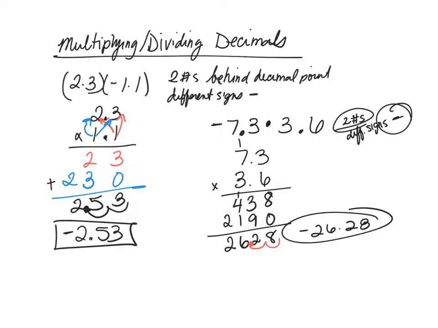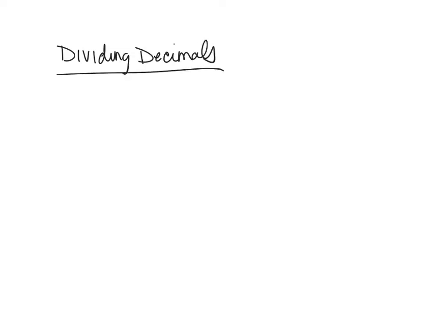Now, I don't remember if I saw division on tonight's homework or not, but we're going to talk about it as well. Let's look at dividing decimals. How about 4.2 divided by negative 0.6? My goodness.